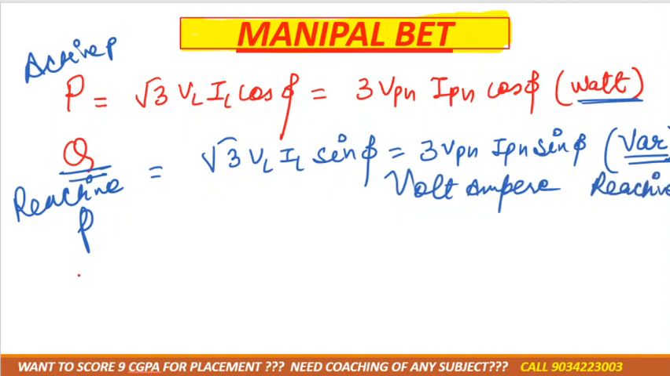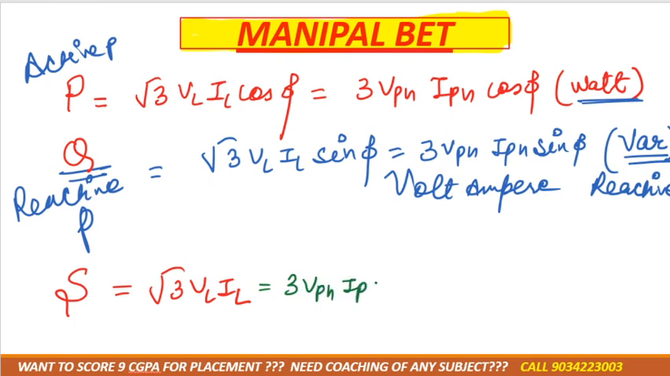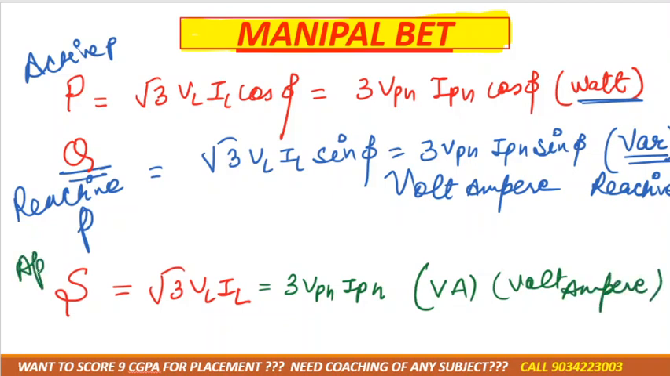The last one is the apparent power. Apparent power is root 3 VL IL, or we can say 3 VPH IPH. You can use either formula, it totally depends on you which formula you want to use. Its unit is VA. VA stands for volt ampere. This power is known as apparent power.